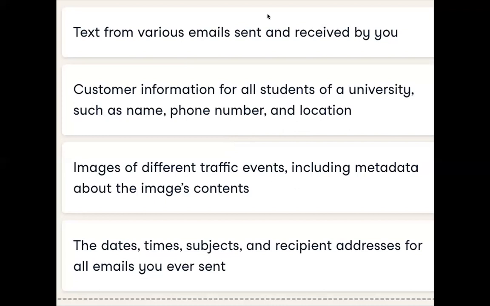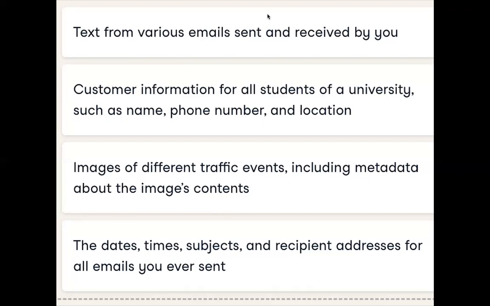Now, images of different traffic events, including metadata about the images' contents. This one. Sir, please, same relational. Oh, wow. Same relational. Any other person? Sir, documents. Oh, okay. So it is document database because it is an image. And we saw that images, texts, social media posts, they are all supposed to be stored in document database.